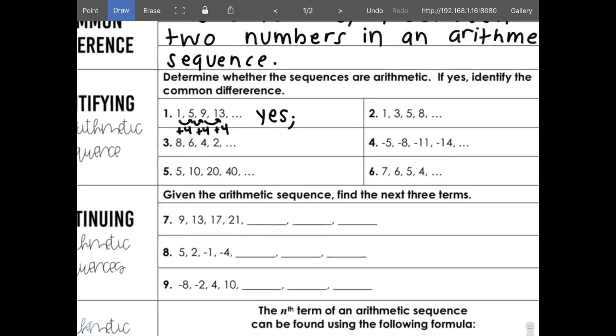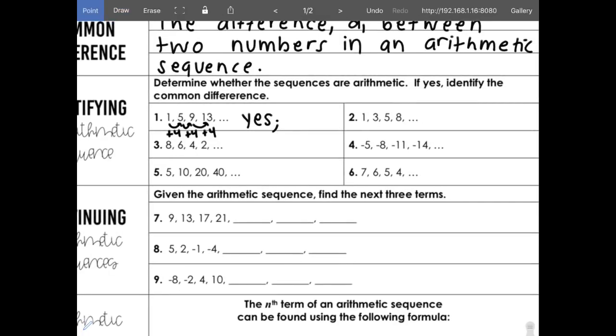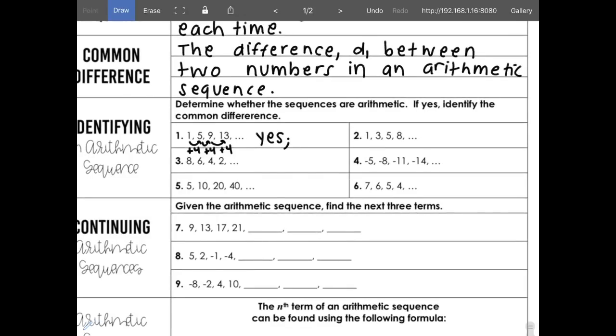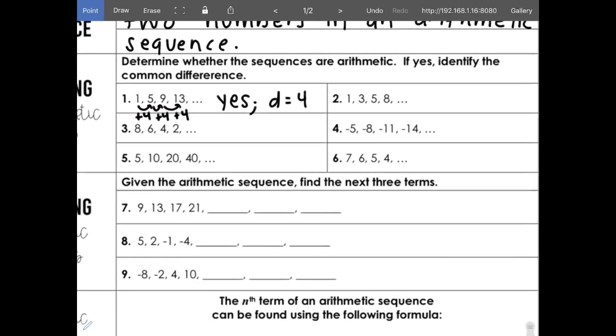And then it says if yes, identify the common difference. Remember, my common difference is D. So I'm going to say yes, it is an arithmetic sequence, D equals 4. D is whatever this number is that we're adding or subtracting. Okay, let's go on to number 2.